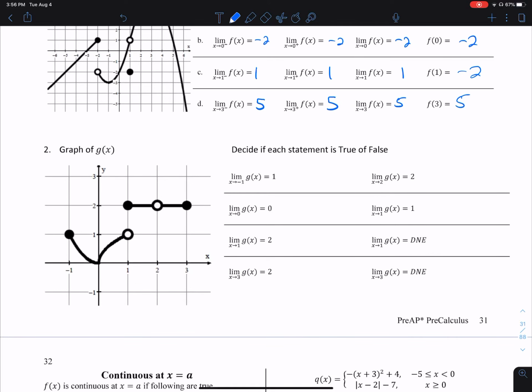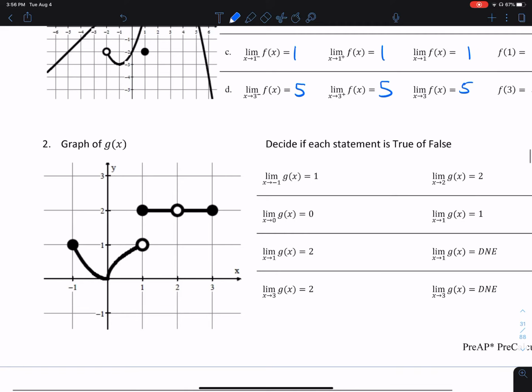Decide if each statement is true or false. So let's check this out. This claims that for function g, which is this graph here, as x approaches -1 from the left and the right, the y value is approaching 1. So the problem is, this is false. If you approach from the right of -1, it's approaching 1, but you can't approach from the left because there's no graph over there. So that is false.